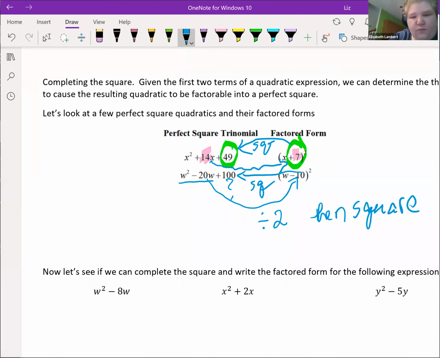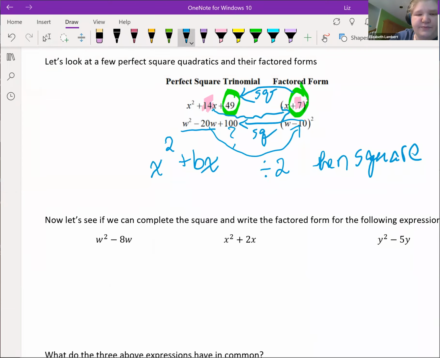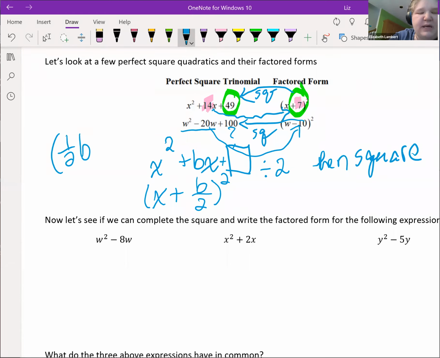So if I call this generic, x squared plus bx, then the factored form is going to be x plus whatever b is over 2, then that whole thing squared, and then what I put in the box here is half of b, or b over 2, and then I square that result. So that's how we'd write it as a formula.